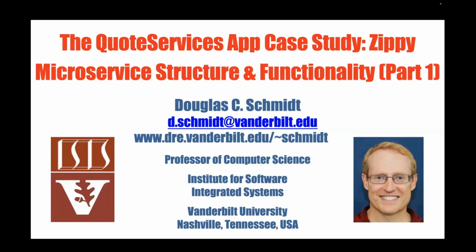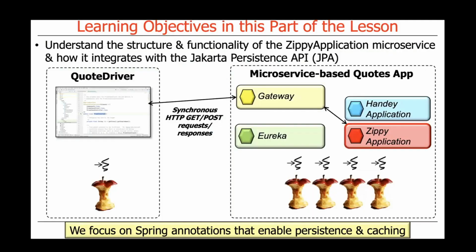So if you recall where we left off last time, we had talked about the handy microservice. We talked about the structure and functionality and the implementation of the handy microservice. What we're going to do now is shift our attention to the Zippy microservice structure and functionality. And as you'll see, we have a multi-part set of lessons here because there's a lot of stuff going on in this particular part of the case study, most of which is relevant for different parts of the upcoming assignments.